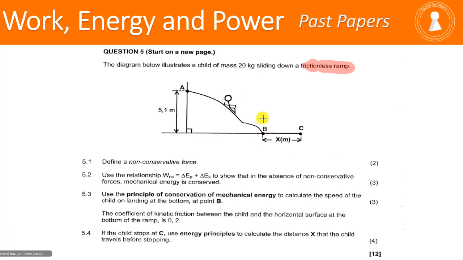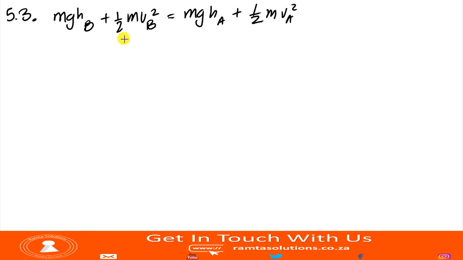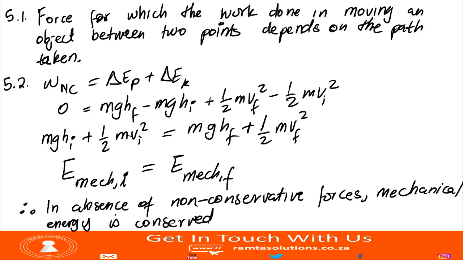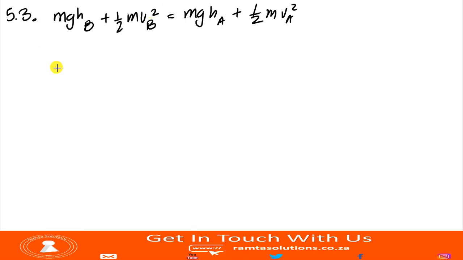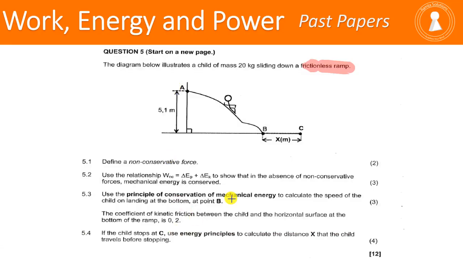So let's look at point B. At point B, what is our height? It's 0. What is the mass of the child? The child was 20 kilograms. So this is 20 kilograms times 9.8 times 0. Even if you write 0, it's okay. Half times 20 kilograms times v B squared. We do not know what this is. Remember, we are looking for the speed of the child at point B.